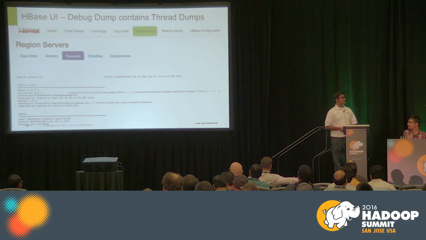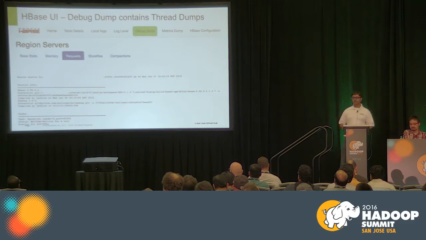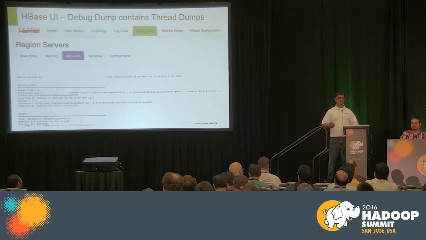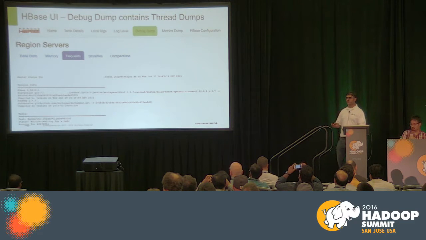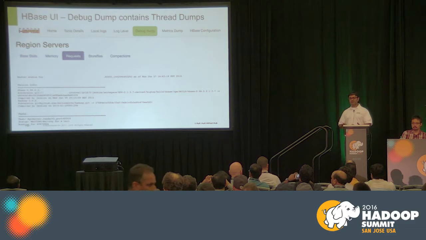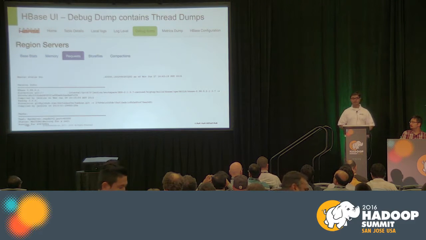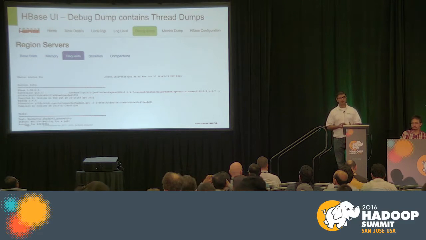Moving on to the next one. Let's say your region server is running slow. Your RPC queue time is going up, and you want to track down what really is going on at the JVM level. The number one debugging opportunity is to go and look at the thread dumps. How do I get to the thread dumps? The traditional method is to find the JVM process and issue a kill -3. The thread dump gets dumped into the out file.